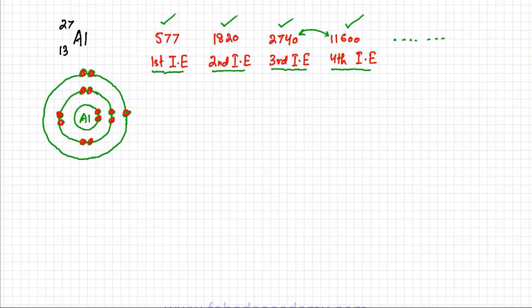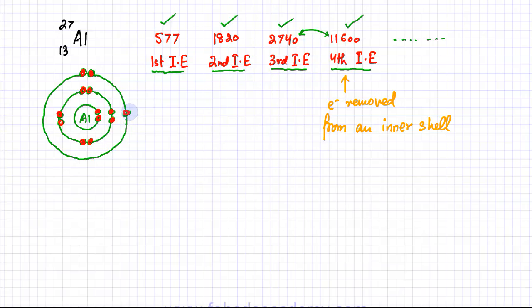There were differences of around 1,000 kilojoules between the first and the second and the third. But between the third and the fourth, there's a massive jump of almost 4 times when you move to the fourth ionization energy, which suggests that this particular electron is removed from an inner shell. The reason is that the ionization energy has a sudden jump.